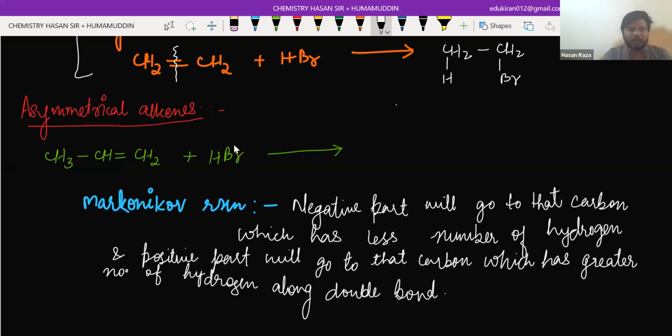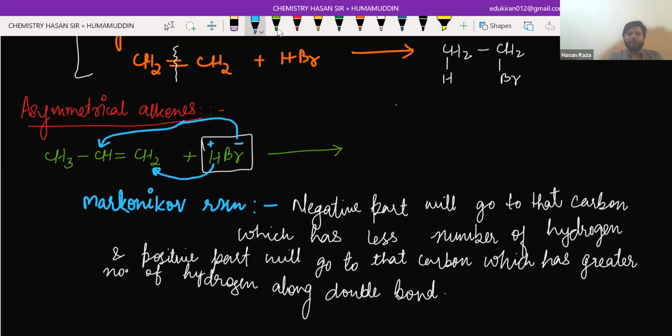See, what is this negative and positive? We know that bromine is more electronegative than hydrogen, so it will have negative and this will have positive. So this negative part will go to that carbon which has lesser number of hydrogen, and positive part to that carbon which has greater number of hydrogen.